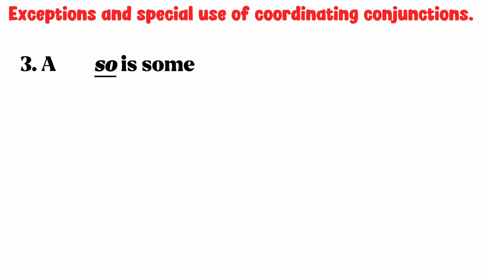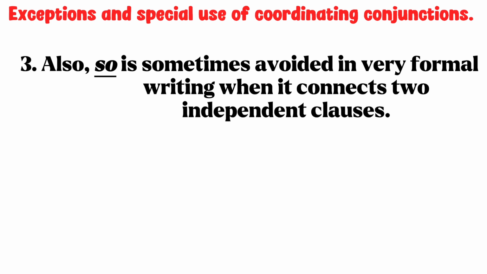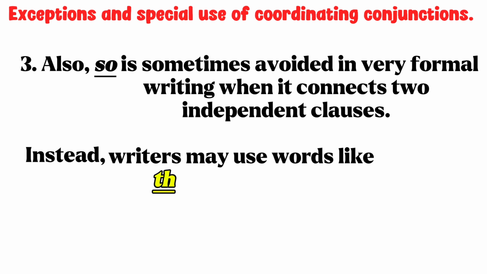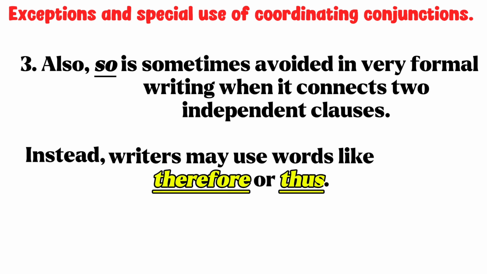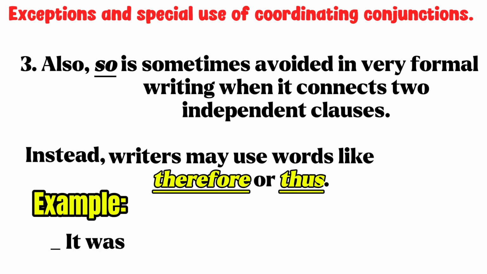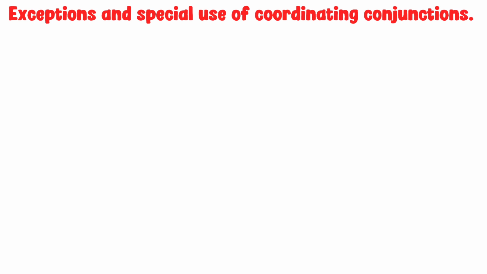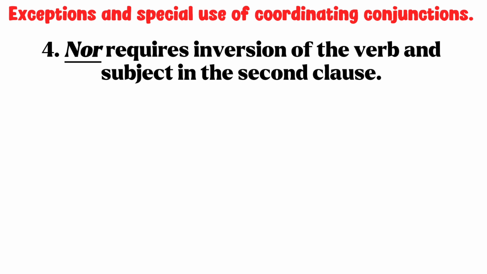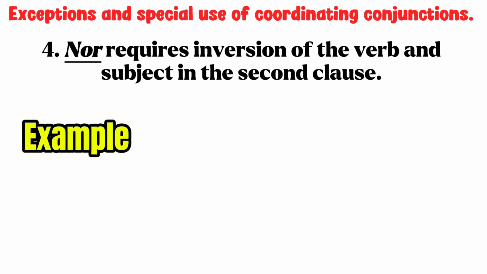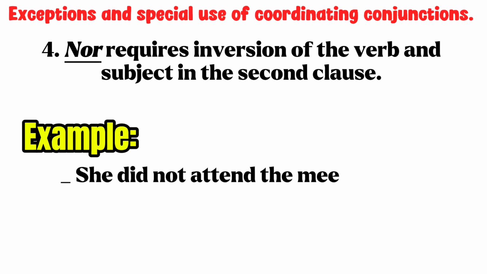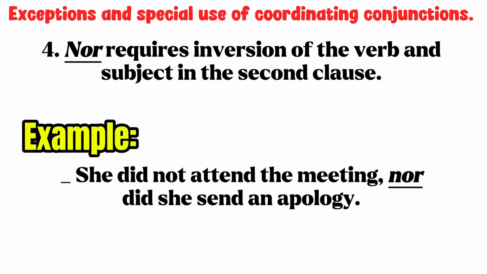Also, so is sometimes avoided in very formal writing when it connects two independent clauses. Instead, writers may use words like therefore or thus. Example: It was late, therefore we went home. Finally, nor requires inversion of the verb and subject in the second clause. Example: She did not attend the meeting, nor did she send an apology.